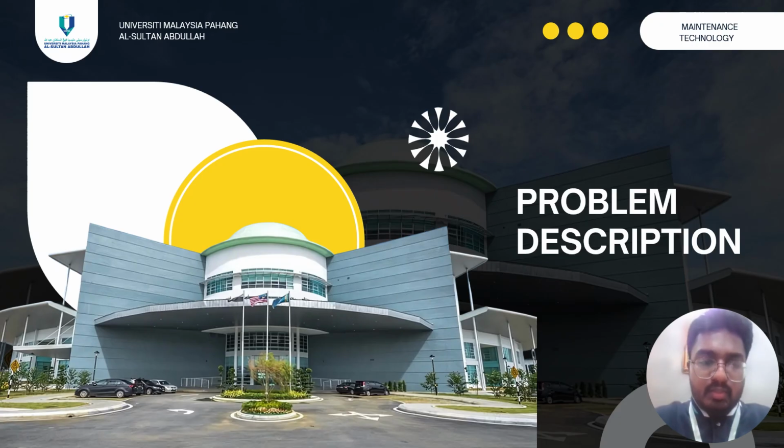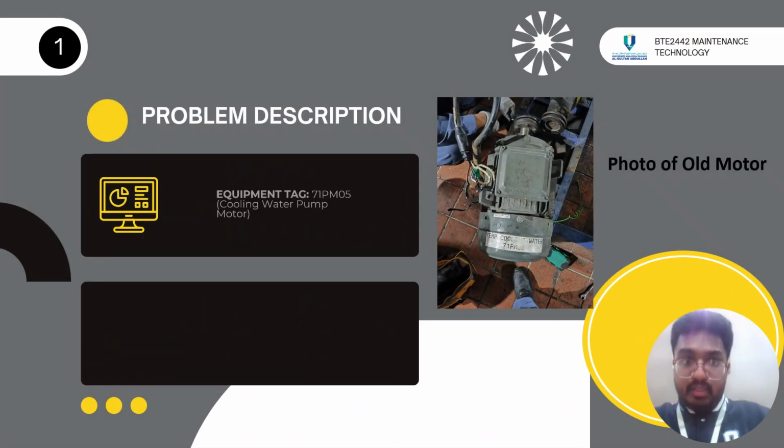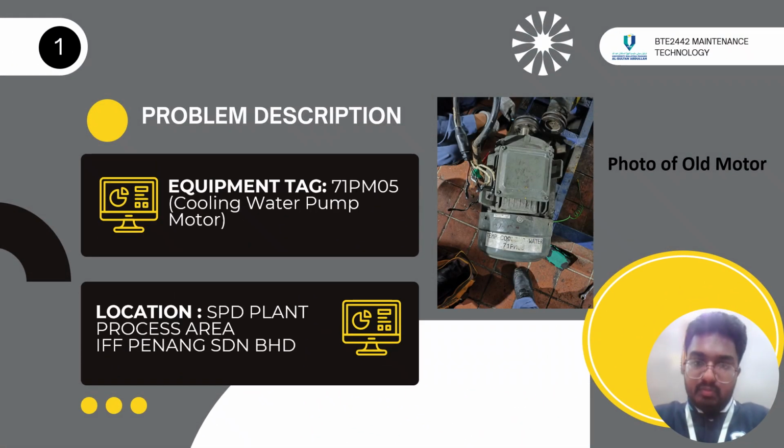Imagine that, which could lead to an unplanned and costly plant shutdown. This caused a lot of problems for production and unwanted, necessary maintenance afterwards. So you can see here, this is the motor, the old motor, where this is pump number 71PM045, the cooling water pump at the SPD plant at IFF Penang Union Berhad. So let us discuss what the actual problem is and how we can solve it.